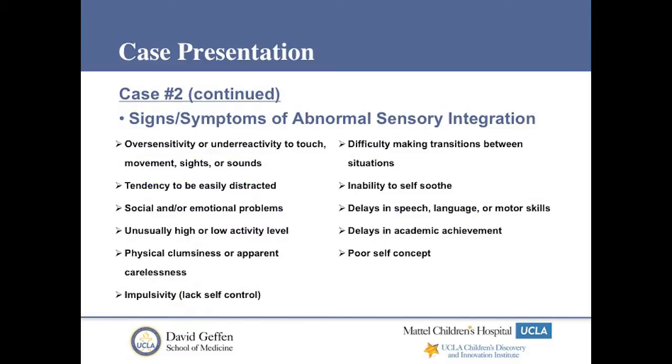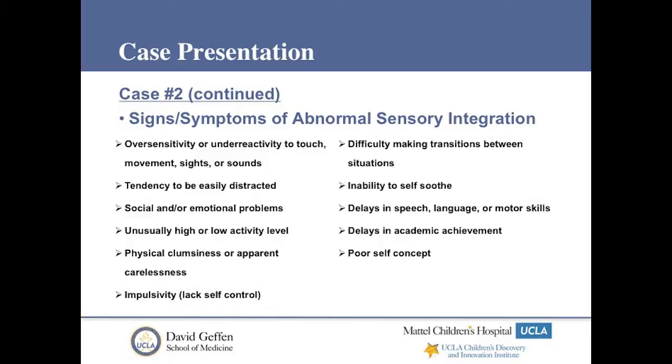So, abnormal sensory integration. This is a generalized list. Obviously, we won't see all those things in a 12-month-old, but some ones that we'll pick up on. Delays in speech, language, or motor skills, unusually high or low activity level, easily distracted, oversensitivity or underreactivity to touch, movement, sights, or sounds. Then as patients get older, delays in academic achievement, inability to self-soothe, and impulsivity. Now, some of you may be going, as pediatricians, we think about a lot of those things when we're taking care of patients on the autism spectrum disorder.